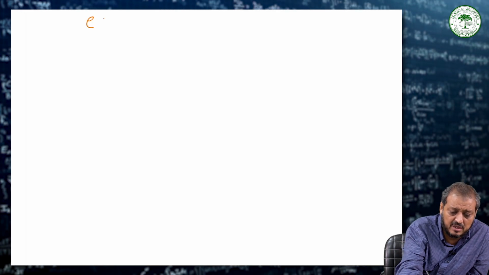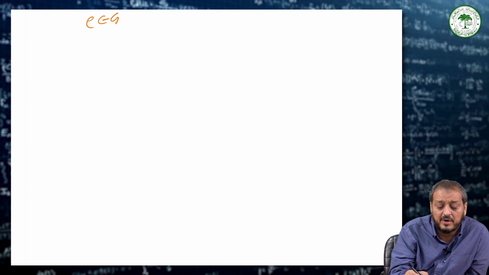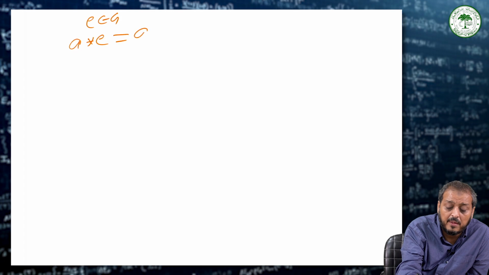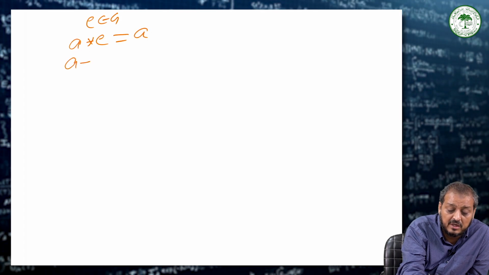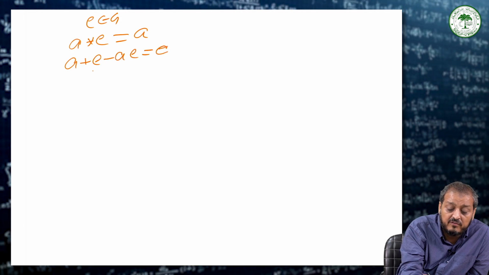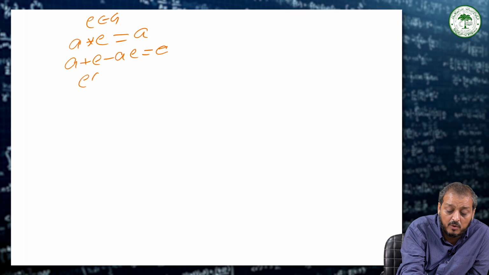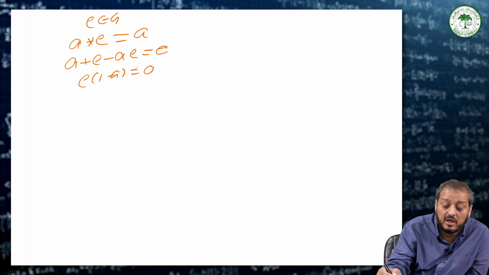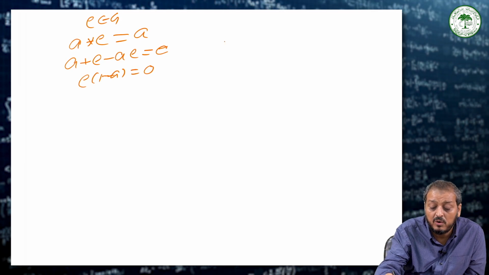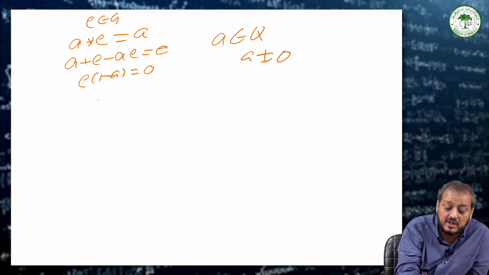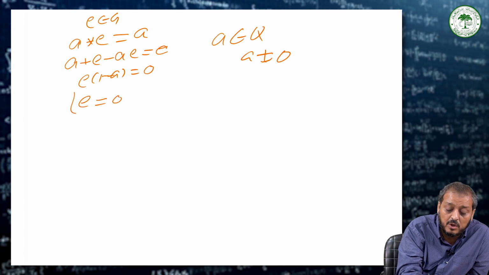Now we have to see what the identity element is. Assuming that E is the identity element of this G, by the property of identity elements, A composition E is equal to A. Now A composition E can be written as A plus E minus AE, and it is equal to A. We have E common, so E times 1 minus A is equal to 0. Now because 1 minus A is not equal to 0, since A is an element of Q and A cannot equal 1, clearly the only possibility is E is equal to 0.